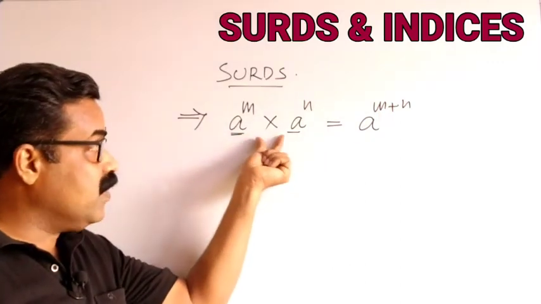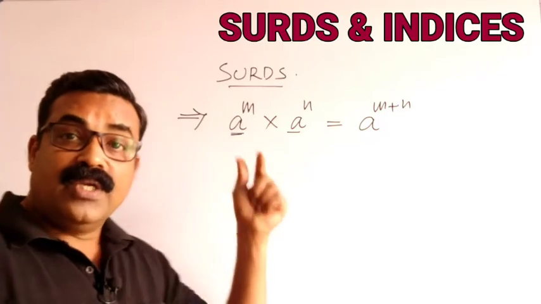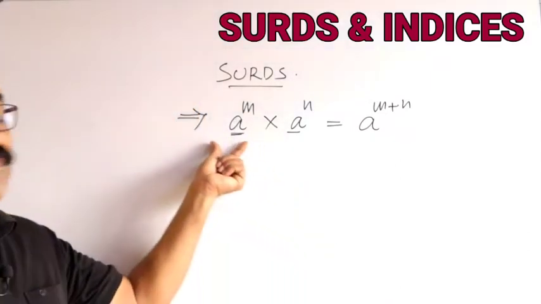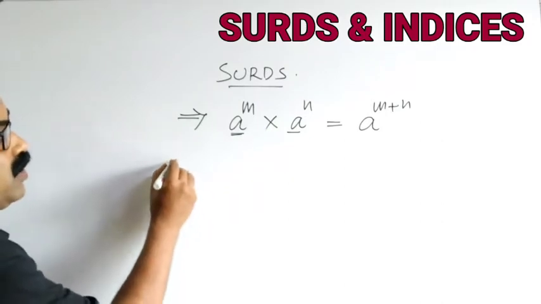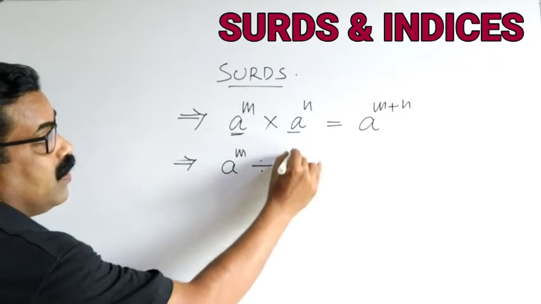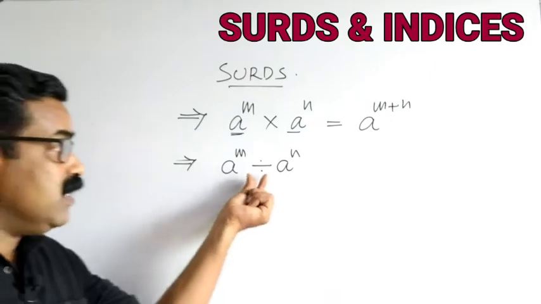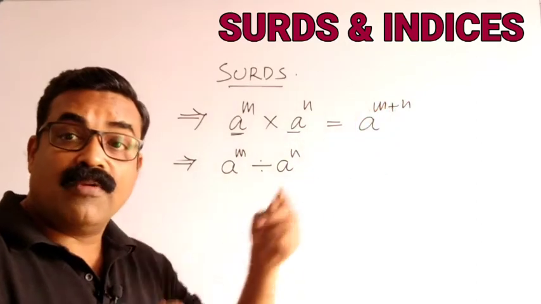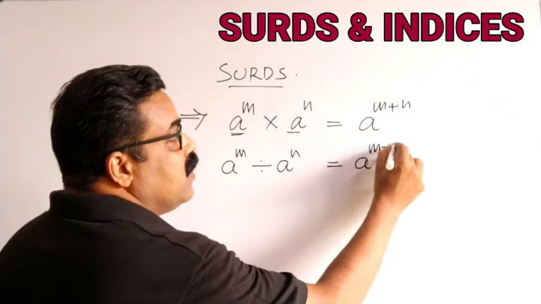When we have the same base with different powers in multiplication, you can just take the base and add the powers. This is a very important formula. Instead of multiplication, suppose we have division, then what will come? A power m divided by a power n. When you have division, instead of addition we have to subtract the powers. So here you will get a power m minus n.